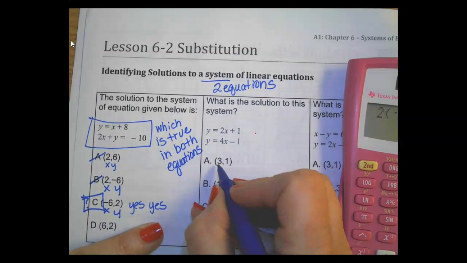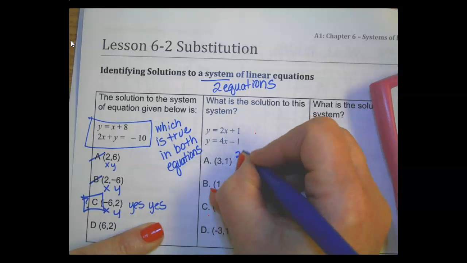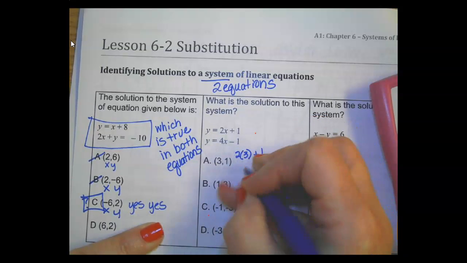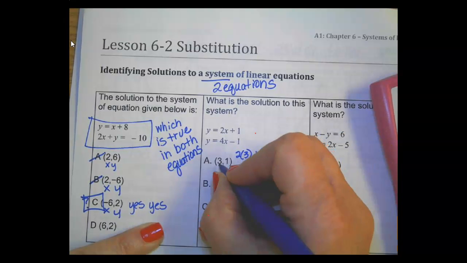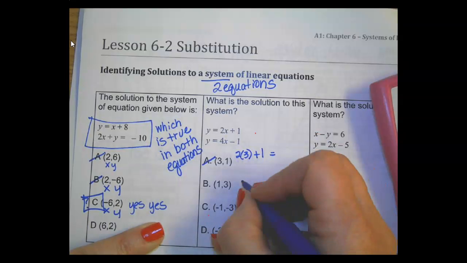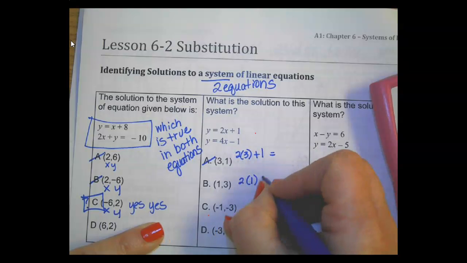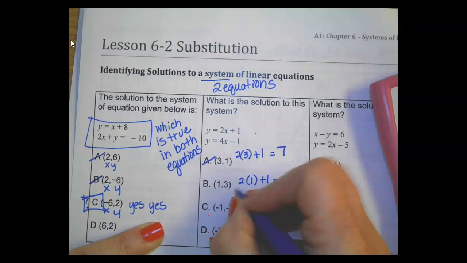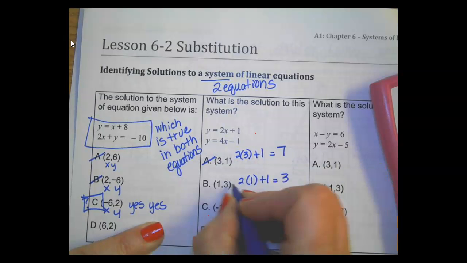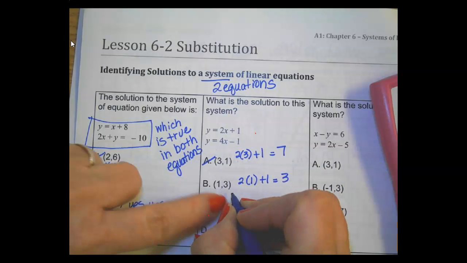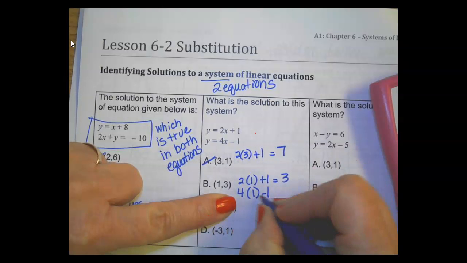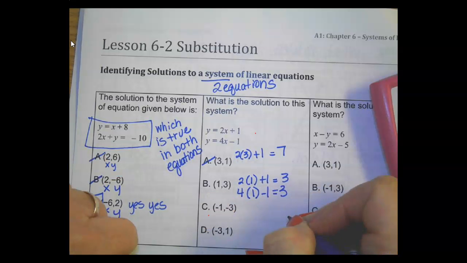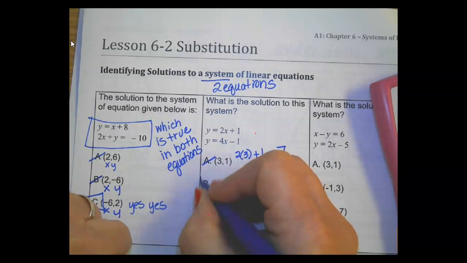I could write them out. So 2 times 3 plus 1 equals 7. And it's supposed to equal 1, so that's no. We could say 2 times 1 plus 1. That equals 3. Does it equal 3? It sure does. Let's try it on the second one. 4 times 1 minus 1. So 4 minus 1 is 3. That is also true. So here is my answer.